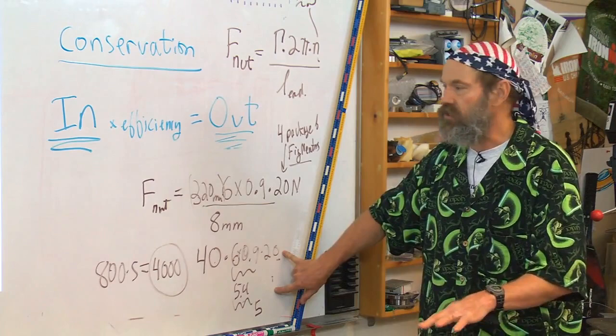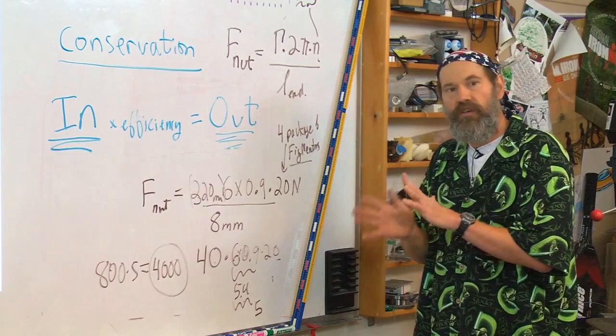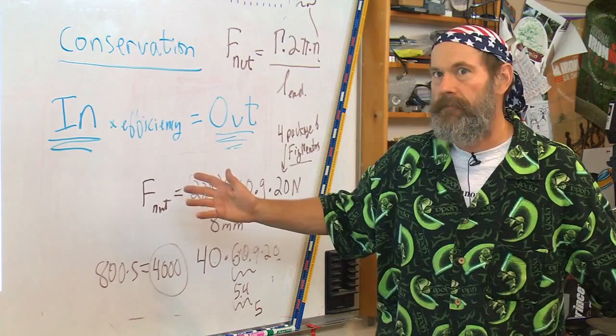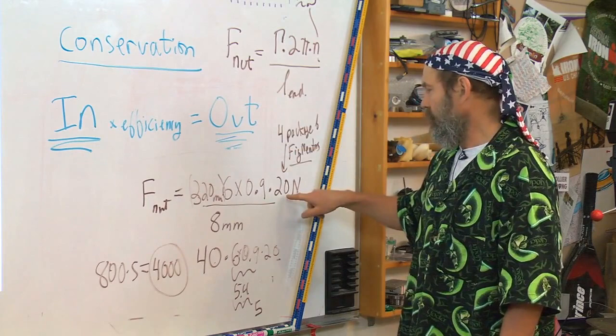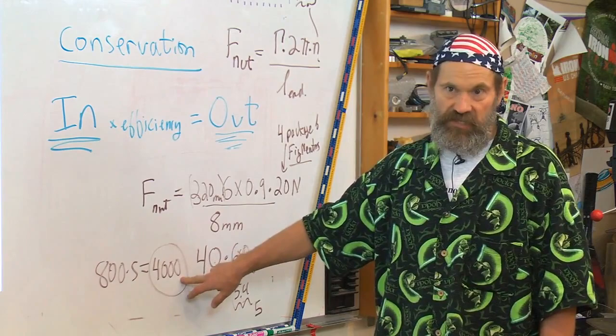Remember Occam's razor, you don't want to spend too much time in the early stages because if it won't work with this number, if you're way off, boom, you're going to pick a different design. So I took 4 packages of cookies, 20 newtons, and turned them into 4,000 packages of cookies output. Now that is a very, very good thing to do.